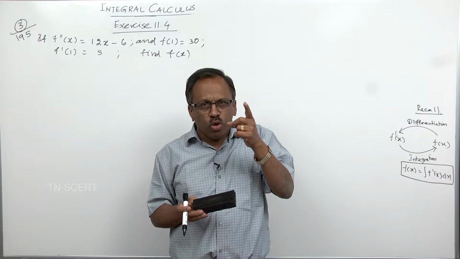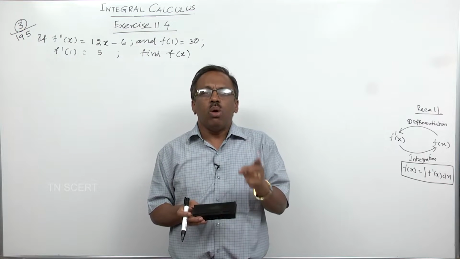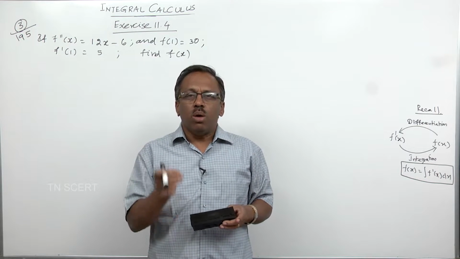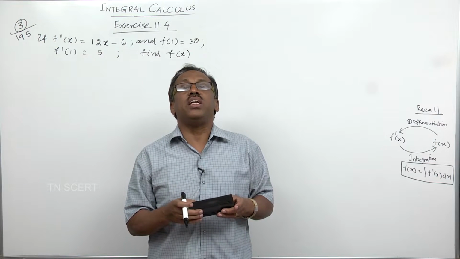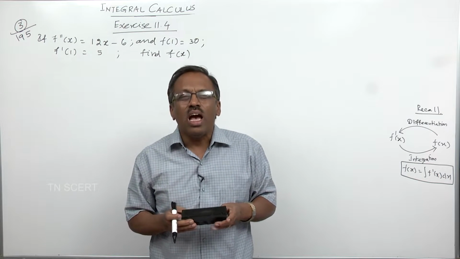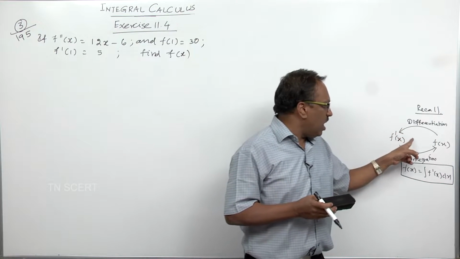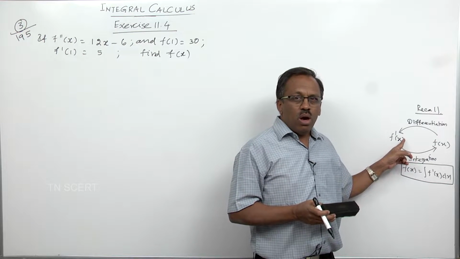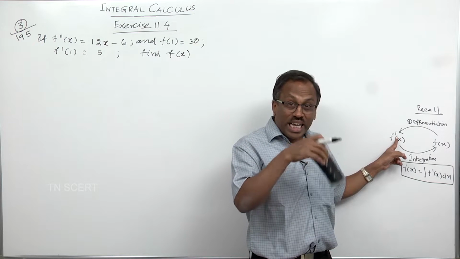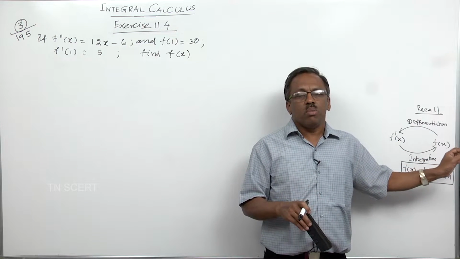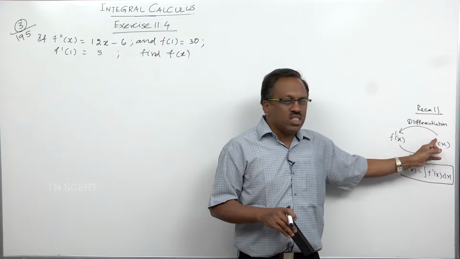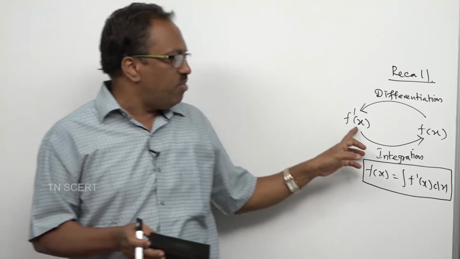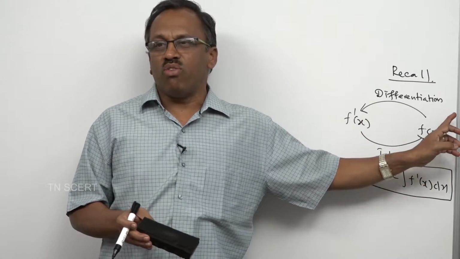If you wish to get f of x from f dash of x, what do you call it? It is the antiderivative of the given function. See, when we differentiate f of x, we get f dash of x. When we integrate f dash of x, we get f of x. So f dash of x will become f of x.